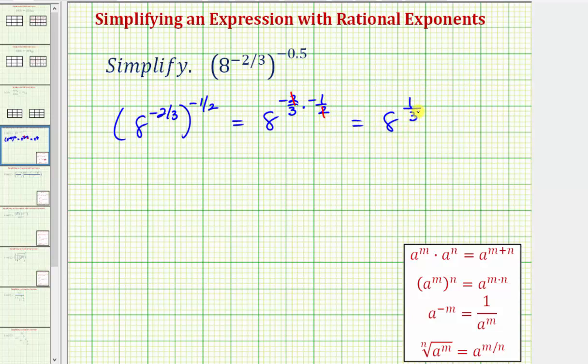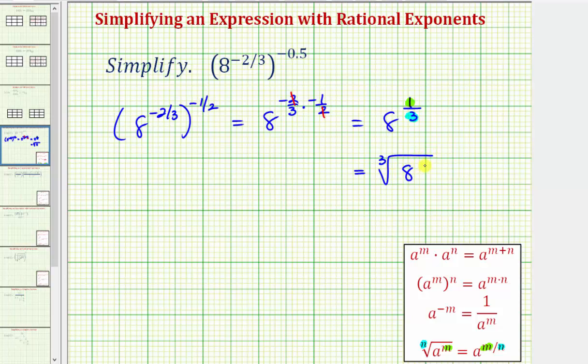To simplify 8 raised to the power of 1/3, we'll write this in radical form. Or for review, if we have a raised to the power of m divided by n, the denominator of the exponent tells us the index, and the numerator tells us the exponent. So because the denominator of the exponent is a 3, we're going to have a cube root, and because the numerator of the exponent is 1, the exponent would be 1. So 8 raised to the power of 1/3 is equal to the cube root of 8 raised to the first, but when the exponent is 1, we know we can leave it off.